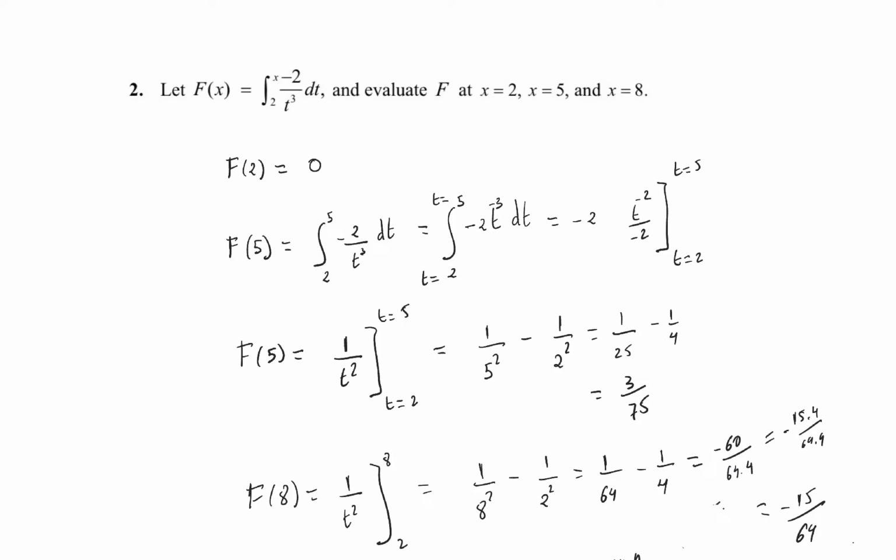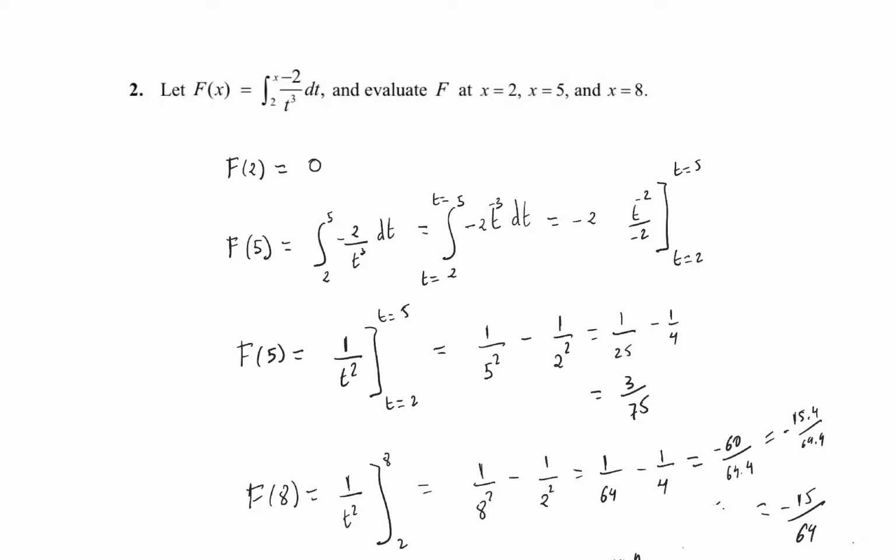F of 5 is the integral of minus 2 divided by t cubed. The integral is t to the minus 2, which is 1 divided by t squared, evaluated between 2 and 5, and it will be 21 divided by 100. And F of 8 will be evaluated between 2 and 8 and will be minus 15 divided by 64. Perfect. So I have evaluated F of x at different points.